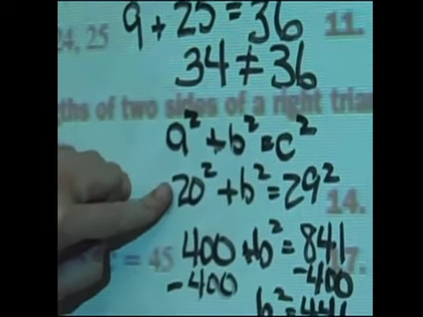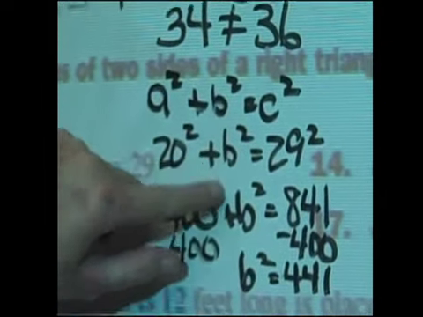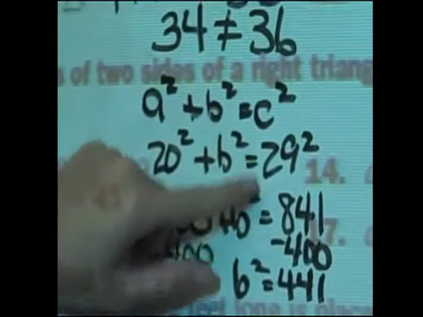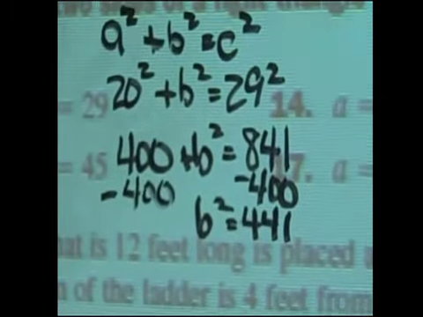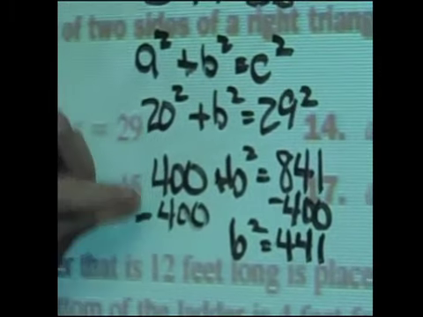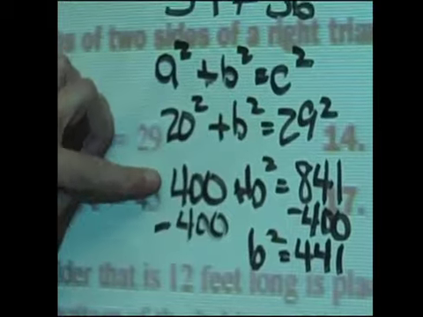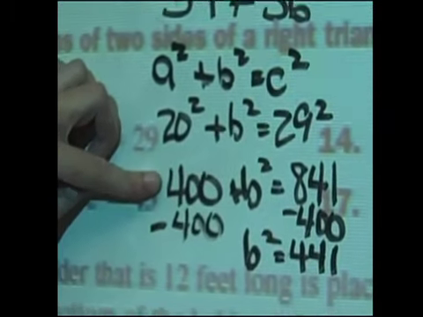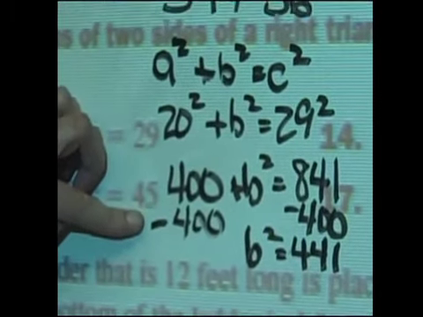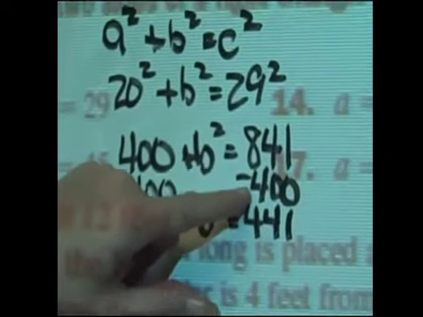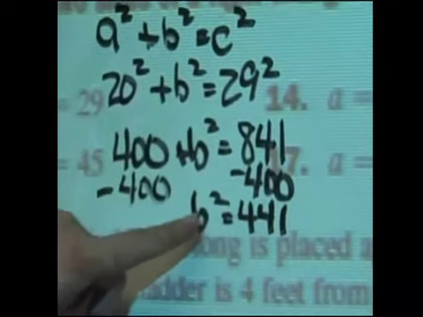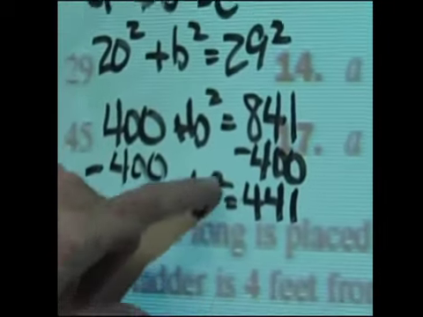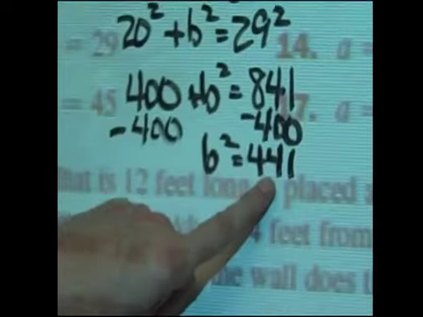What is 20 times 20? 400. Plus B squared equals 29 times 29 is 841. Now we have to get B squared by itself. We have to get rid of the 400 and move it to the other side. What is the opposite of a positive 400? Minus 400. Minus 400. Now you subtract 841 minus 400. Now your equation is B squared equals 441.